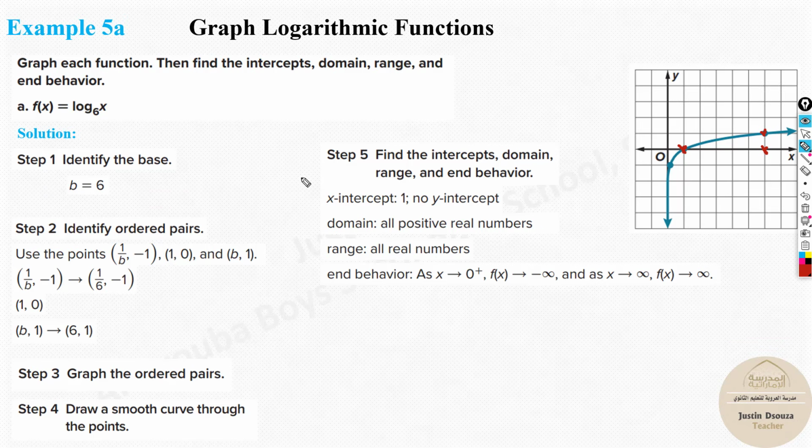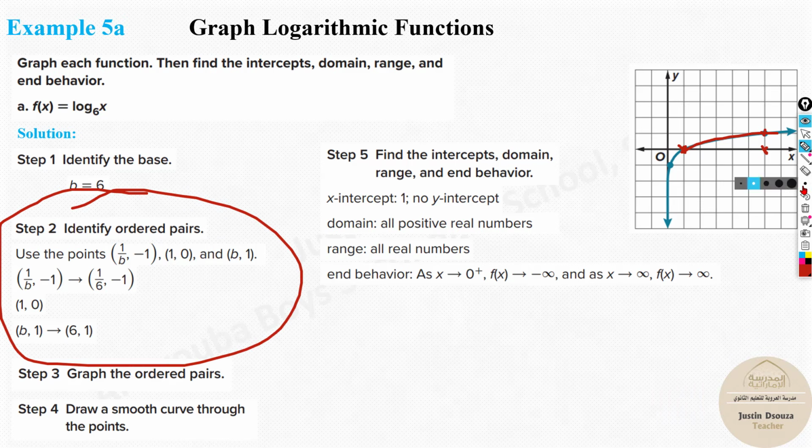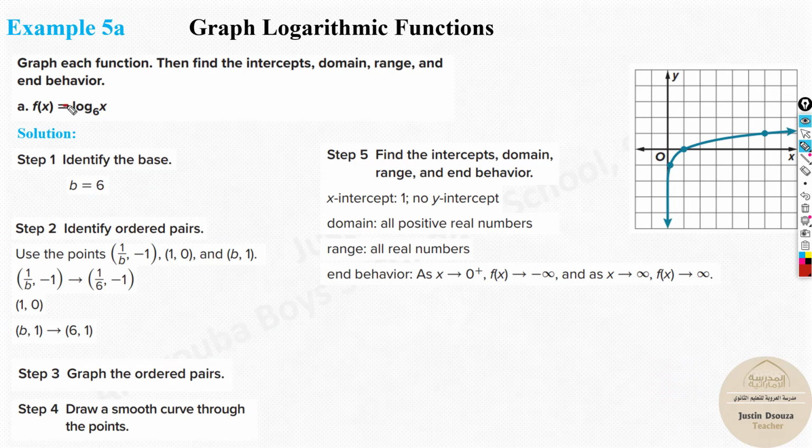X will be 6 and 1. So these are the 2 points. And you can do it by writing, or you can directly find it out. And now look whether it's positive or negative. It's positive, so it will be this format. That's it. And now since it's greater than 1, the base, it will be from down to up.